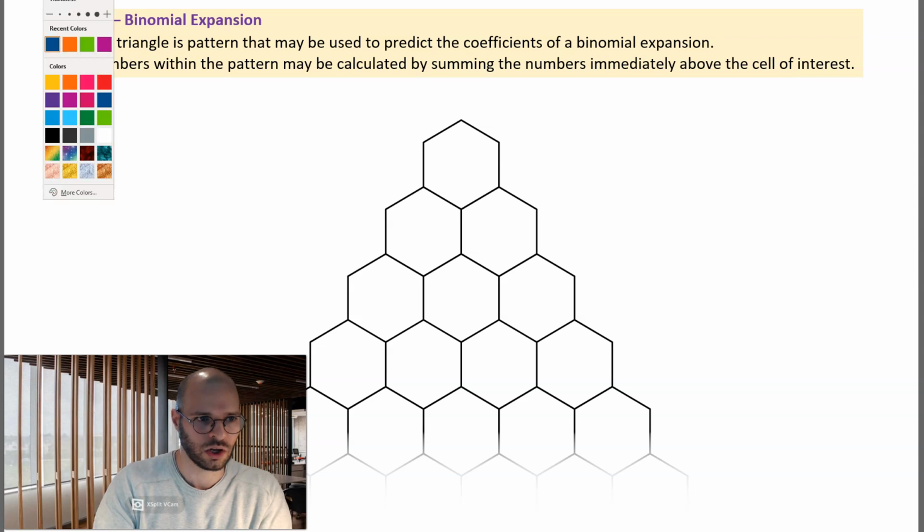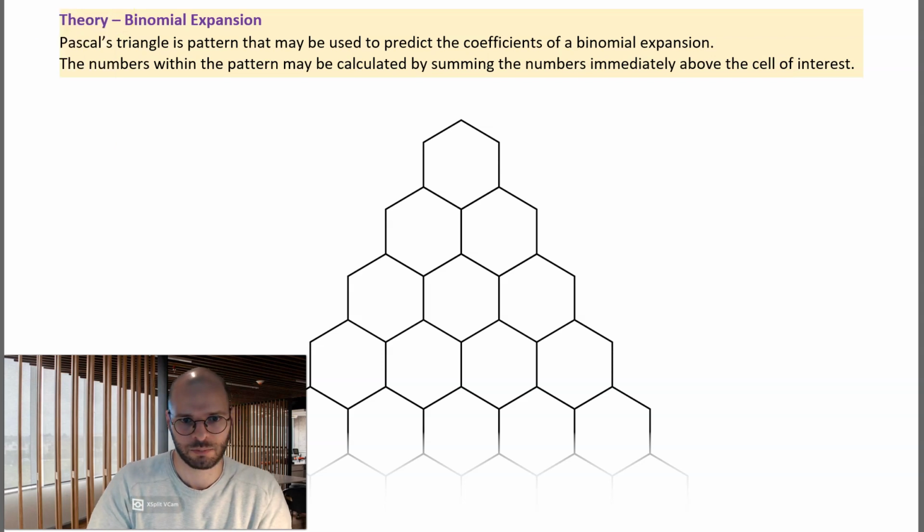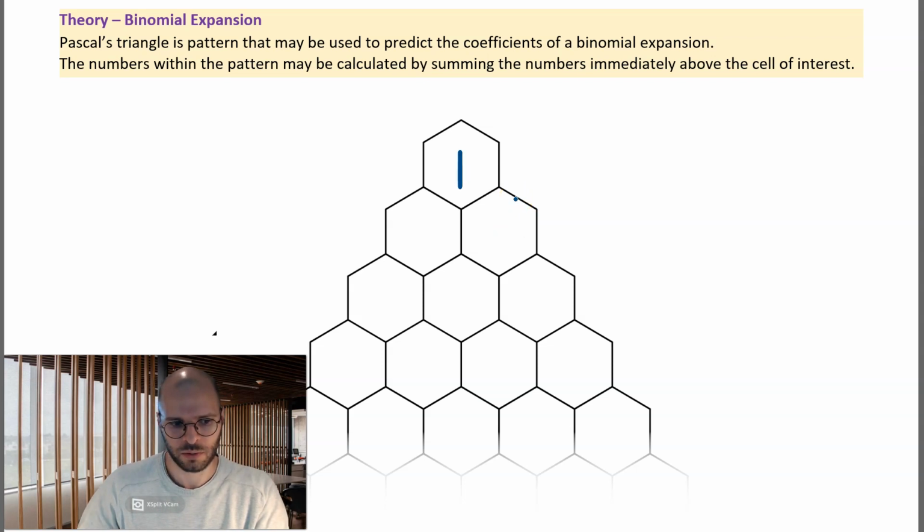Now, if we look below, we've got a little bit of a template happening, and I'm going to start this template off by putting the number 1 at the very top. Now, what we're going to do is generate Pascal's triangle from this pattern shown over here. The way in which this works is the numbers within the pattern may be calculated by summing the numbers immediately above the cell of interest.